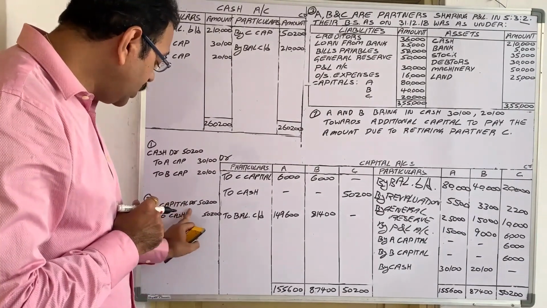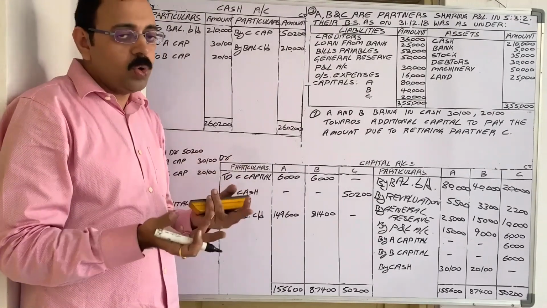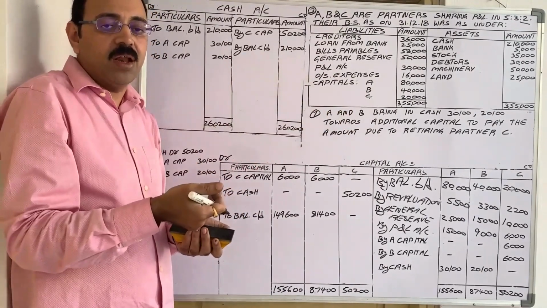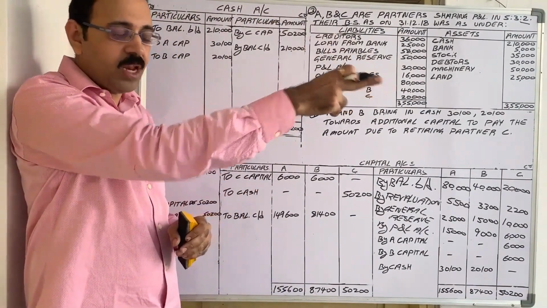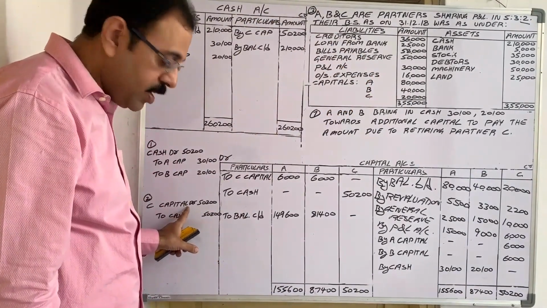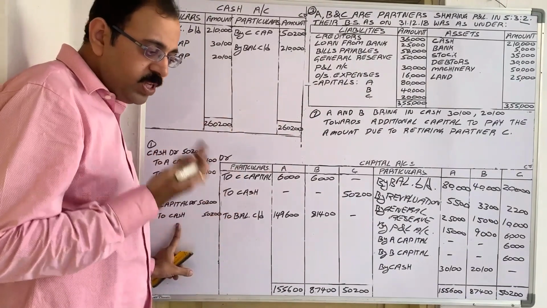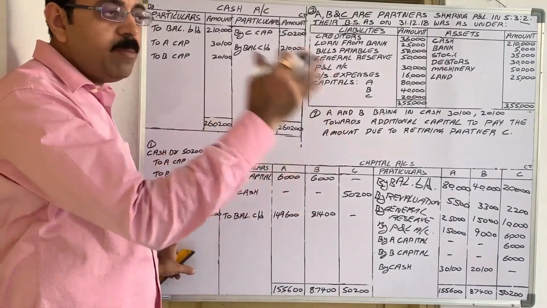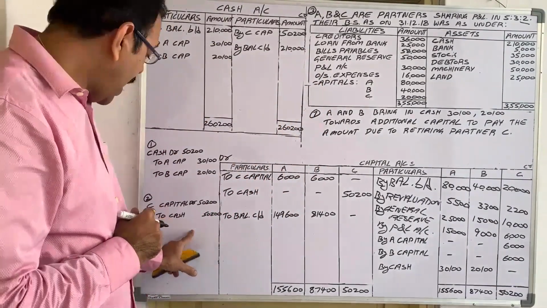Why is C capital account debited? C capital is a personal account. The rule you know: debit the receiver, credit the giver. The firm is paying the due amount to C. So C is a receiver, therefore his account is debited. And cash, asset, real account now: debit what comes in, credit what goes out. We are paying money to him, cash is going, therefore cash account is credited.